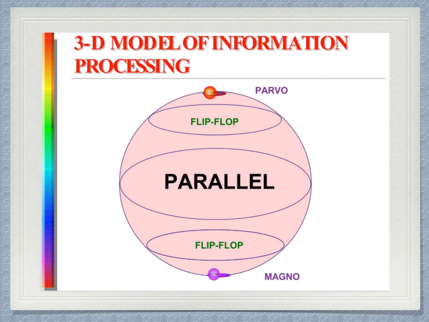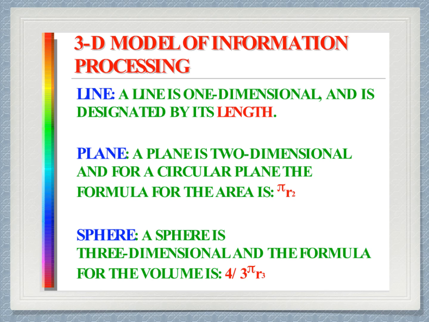Here's a three-dimensional graphic showing that parallel processing is like a sphere, a flip-flop is like a plane, and the parvo and magno are like a line. A line is one-dimensional by its length. A plane is two-dimensional, and for a circular plane it is a circle, pi r squared. And for a sphere, it's 4/3 pi r cubed.